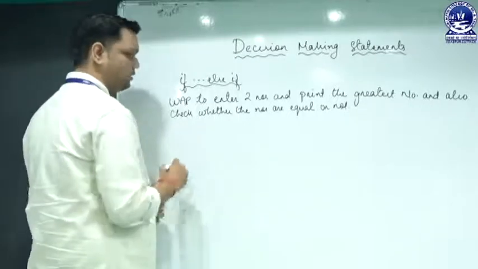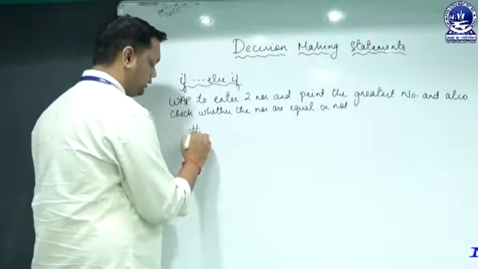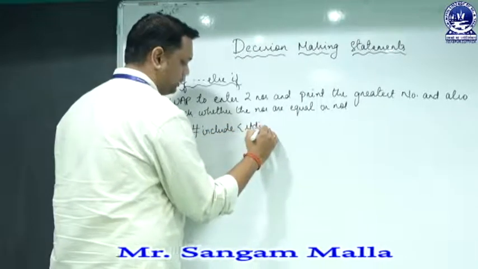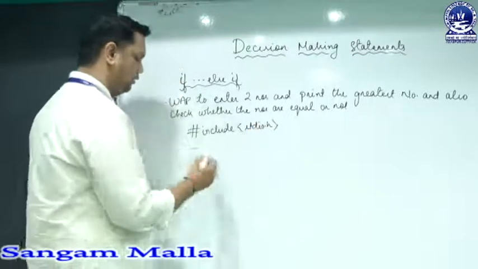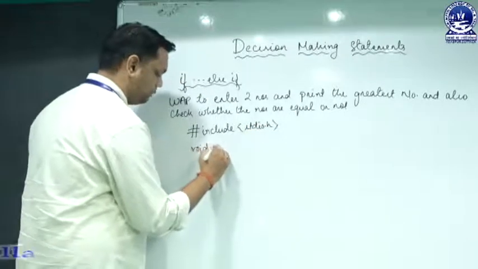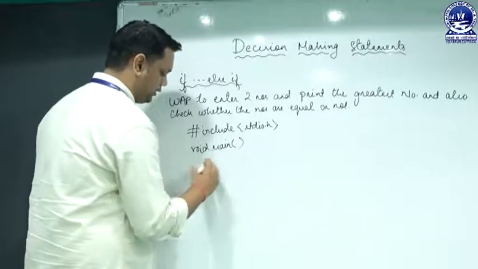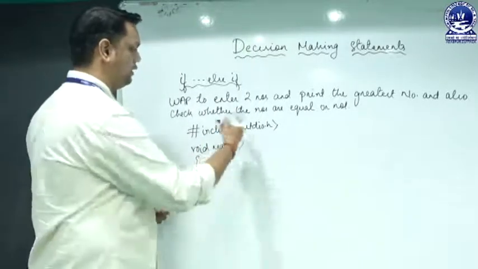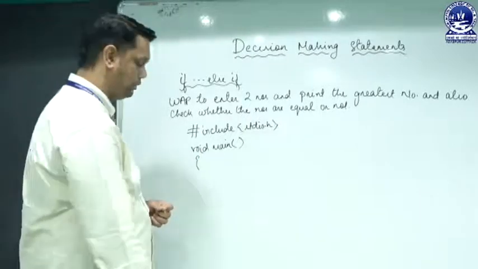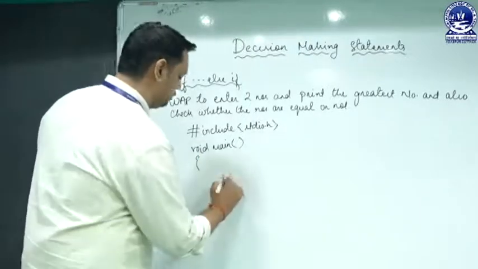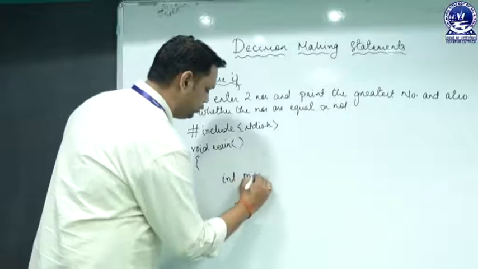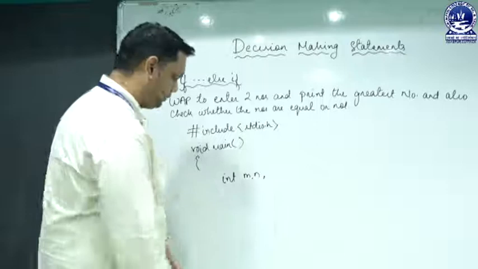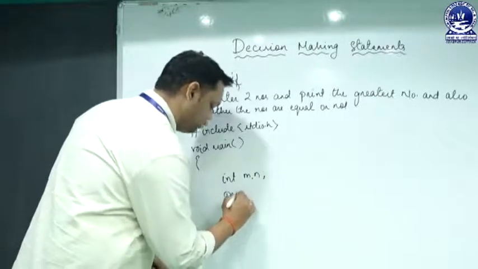As per the structure of a C program, we must start with #include <stdio.h>, which is the header file, followed by void main. Then there is an open curly bracket of the main function. First thing is that we have to enter two numbers. Before entering two numbers, we must allocate two memories. Let's say I have taken two variables, that is m and n. Now we have to enter two numbers.